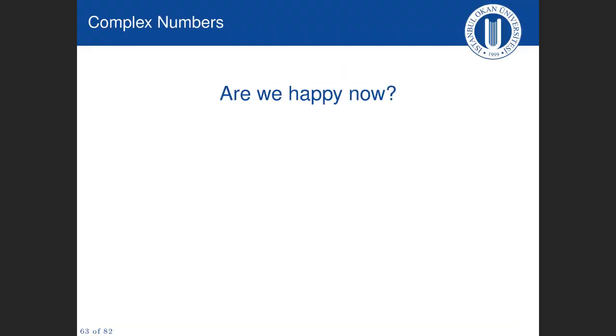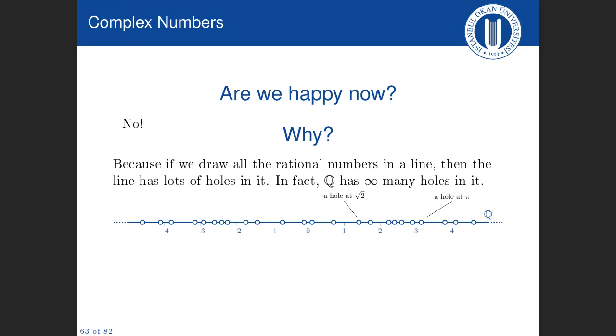So I ask, are we happy now? Do we have enough numbers to be able to do mathematics? And the answer is no. Why are we not happy? Why are the rational numbers not enough numbers to be able to do some serious mathematics? The answer is, if we try to draw all of the rational numbers in a line, then our line is going to have lots and lots of holes in it. In fact, Q is going to have infinitely many holes in it.